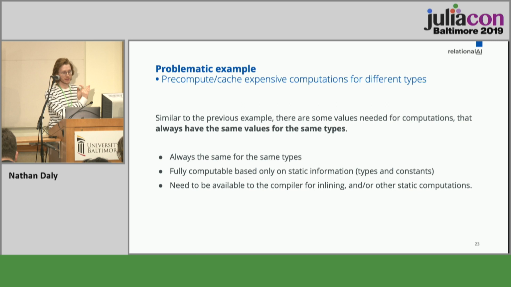So we can't just compute the value and put it in a map and then look up the value from the map at runtime. We have to actually compute this in a way that the compiler can get access to.